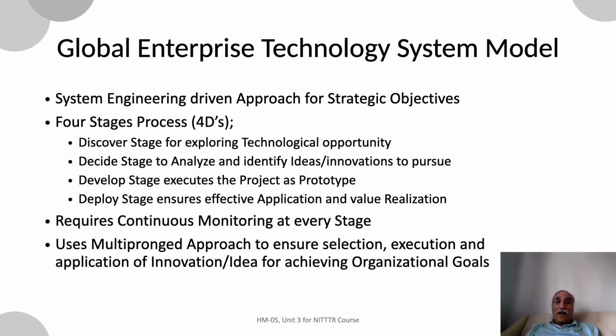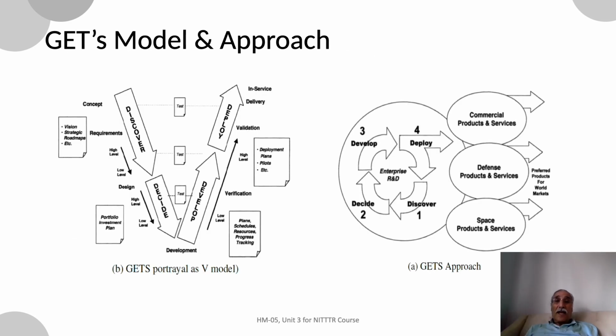Then there is the global enterprise system model. Technology discovers a technology opportunity, decides the stage to analyze and identify innovation, and basically tries to understand how much we can deploy at each stage in order to have effective evaluation and application to value realization, and uses a multi-pronged approach to ensure selection, execution, and application of innovation ideas for achieving organizational gains. Now, you will realize here that this GATES model has four stages.